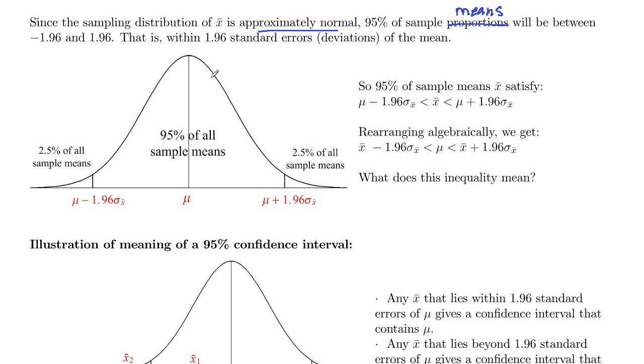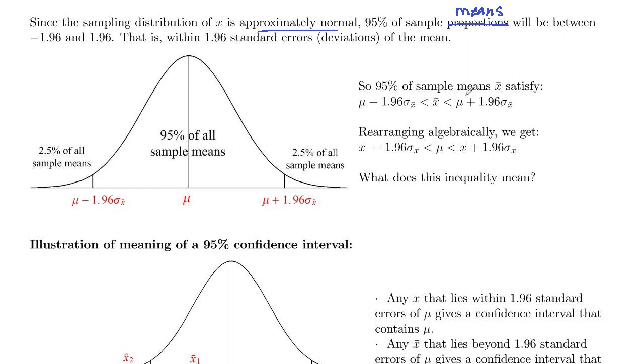This is our sampling distribution, the histogram of the means of repeated samples. And 95% of all of those sample means are going to be in the middle here, between the mean plus 1.96 standard deviations for this distribution, sigma x bar, and the mean minus 1.96 standard deviations, sigma x bar. So that means 2.5% of the sample means are out here and 2.5% out there, past those cutoffs.